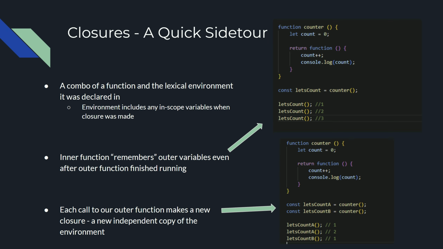So below that, I call let's count A 2 times, and I call let's count B 1 time. And if you actually run this function, what you see is that for let's count A, for those first 2 calls, you'd get 1 and 2, and then for let's count B, it would just be 1, because it creates a new independent copy of that environment that the function counter was a part of.